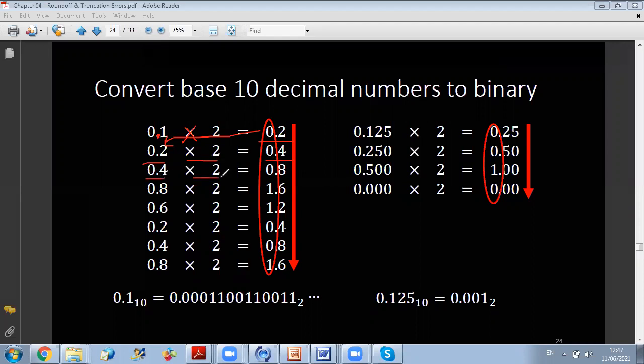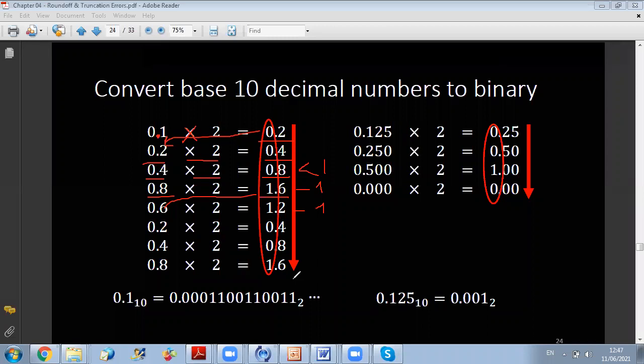I multiply by 2. I get 0.8. 0.8 is smaller than 1. I can take it as it is. I multiply by 2. I get 1.6. I will stop here. 1.6 is larger than 1. I subtract 1. It will give me 0.6. I take 0.6 here. I multiply by 2, it will give me 1.2, which is higher than 1. So I subtract 1, I get 0.2. I multiply by 2, I get 0.4. It doesn't seem to stop somewhere.